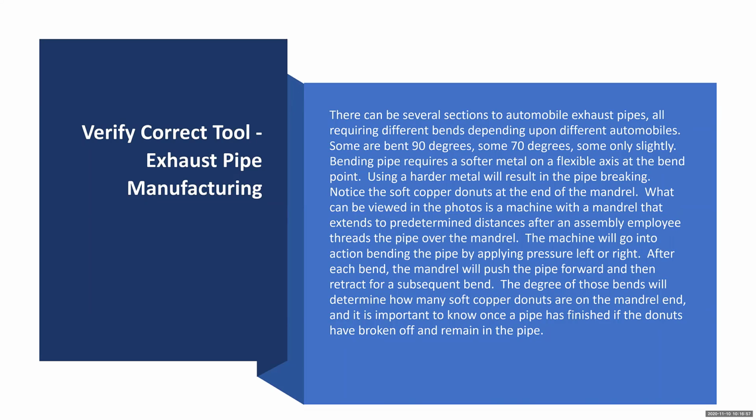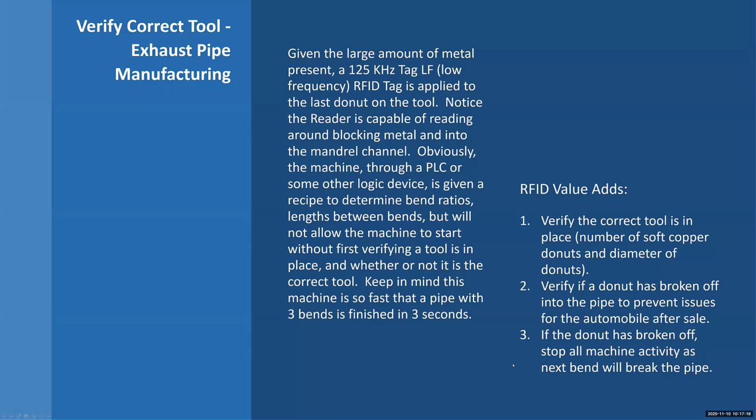So what we did is we put RFID tags on the end of the copper donuts to identify where and which pipe that last copper donut might be found. And so it was really a quality issue. Again, we use low frequency technologies for this, just to verify which tool is in place, the number of donuts that are applied, and verify if any is broken off, and identify the pipe so that another end donut could be placed onto the pipe.